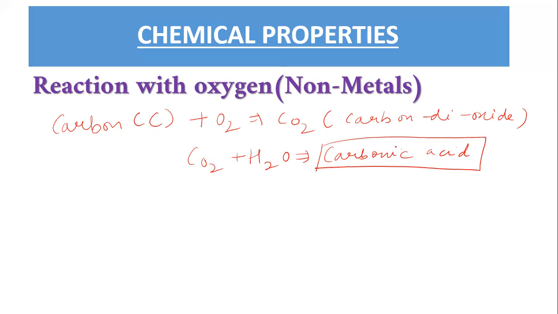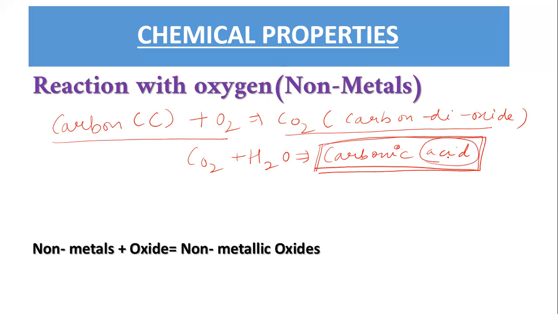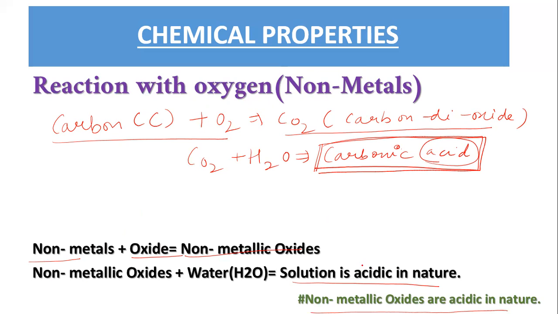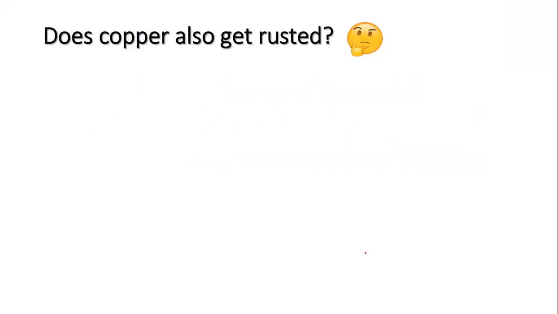So we find that when non-metals react with oxygen, non-metallic oxides are formed, and when we made them react with water, acid was formed. Here our basic conclusion is that when non-metals react with oxygen, non-metallic oxides are formed, and they are acidic in nature. Non-metallic oxides are acidic in nature. Clear? Okay.